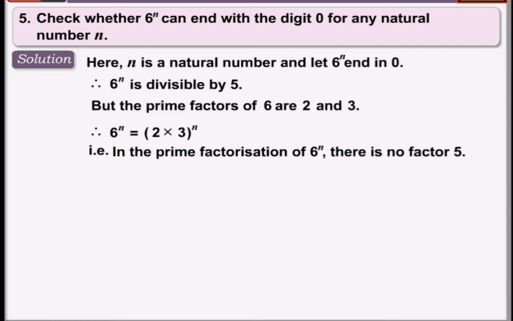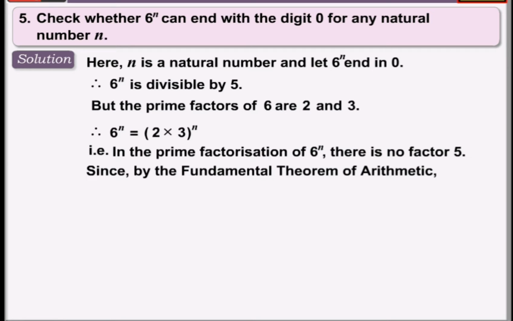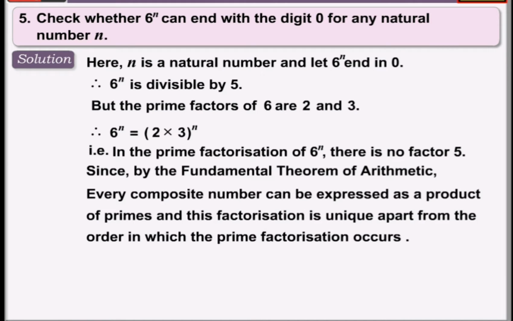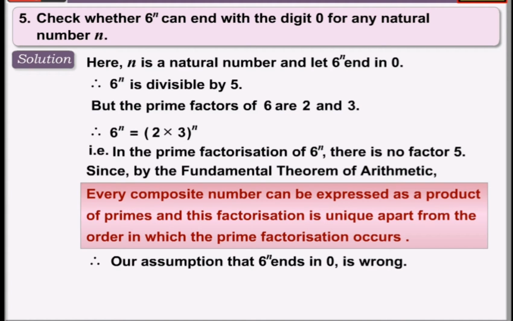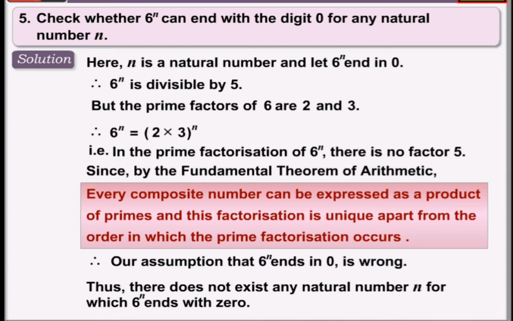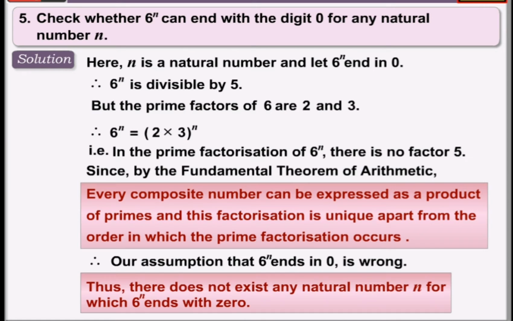That is, in the prime factorization of 6 raised to power n, there is no factor 5. Since by the fundamental theorem of arithmetic, every composite number can be expressed as a product of primes, and this factorization is unique apart from the order in which the primes occur. Therefore, our assumption that 6 raised to power n ends in 0 is wrong. Thus, there does not exist any natural number n for which 6 raised to power n ends with 0.